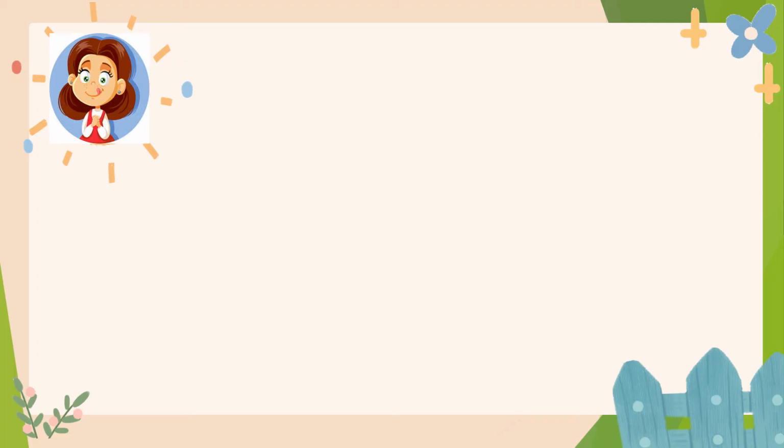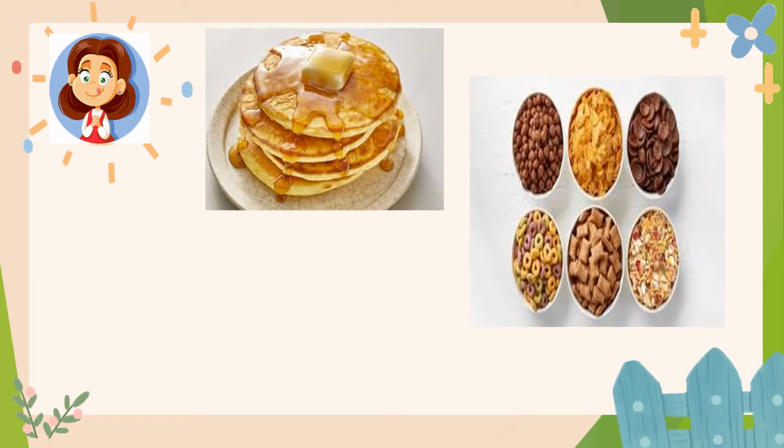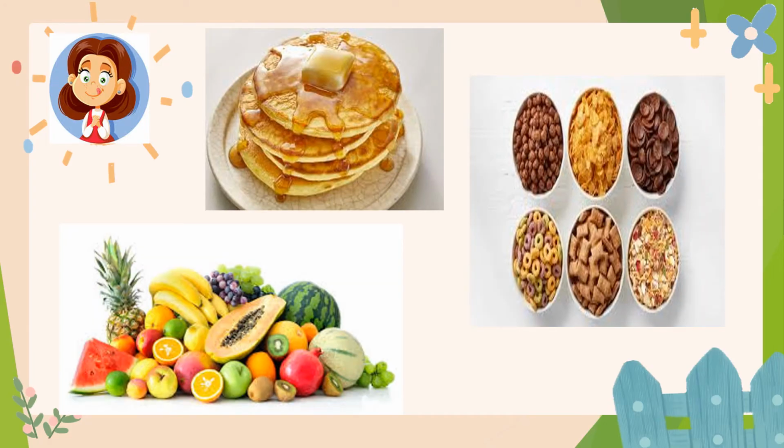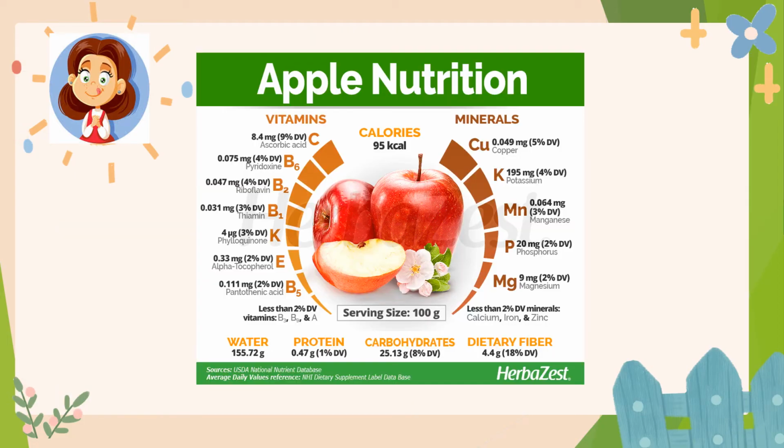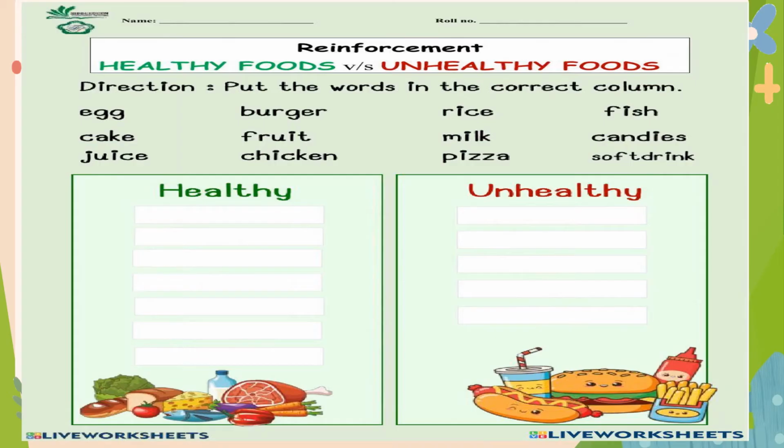Now, let's talk about our favorite foods. Think about what you had for breakfast this morning. Was it pancakes, cereal, or maybe some fruit? When we eat these foods, they go through the digestive system to provide us with energy and nutrients. For example, when you eat an apple, it's not just a tasty snack. The digestive system breaks it down to release vitamins and minerals that help keep you healthy. Remember, every time we eat, our body is working hard to turn that food into energy.